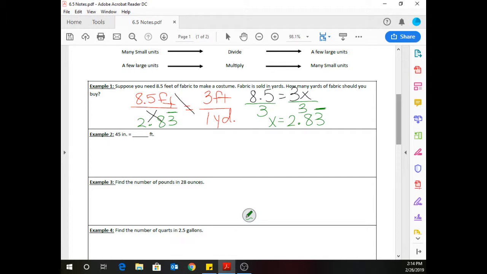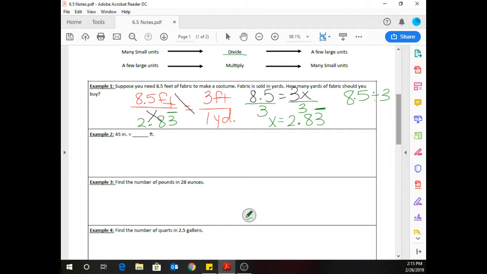You could say, I'm going from feet to yards, so I'm going from small unit to big unit, and I need to divide. So I'm going to take 8.5 and divide by 3. You can do that, but you have to know what you're doing. You would have to know that in your head, and that's okay. If you don't like to do the whole cross multiply thing, I'm totally fine with that.